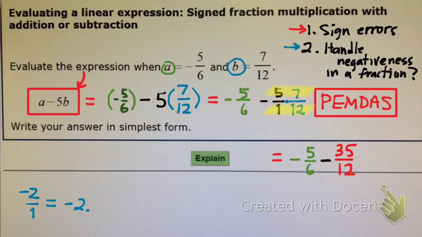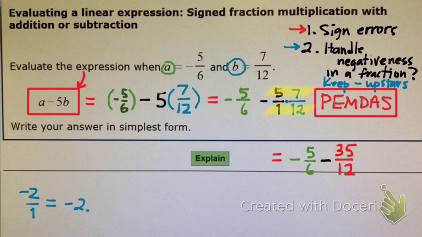And that's my recommendation for handling negativeness in a fraction: keep negative signs upstairs. Keep the minus upstairs in a fraction. Where a fraction represents a negative rational number, try to keep it so that the numerator is carrying that negative rather than the denominator.